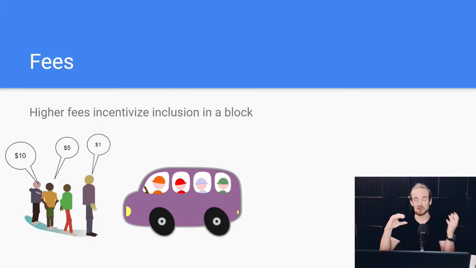If hundreds of thousands of people are wanting their transactions in there, they're going to bid up the price. But not only is the price going up, but some people, just like in our bus example, even the person that was willing to pay 5 times the normal transaction fee, they still have to wait in line. So when more demand comes to this cryptocurrency network, fees go up and wait times increase.